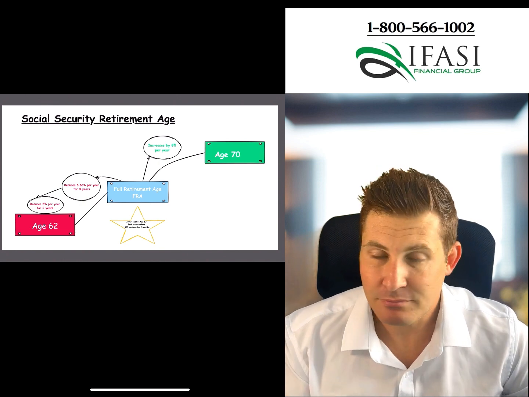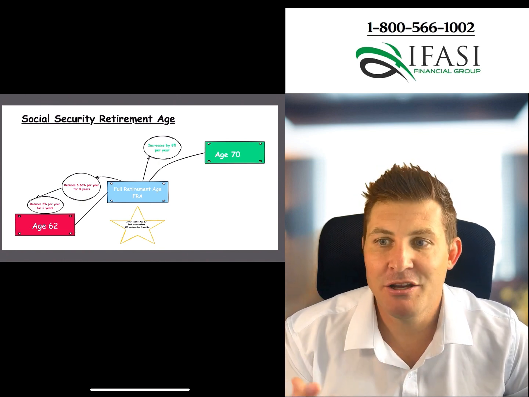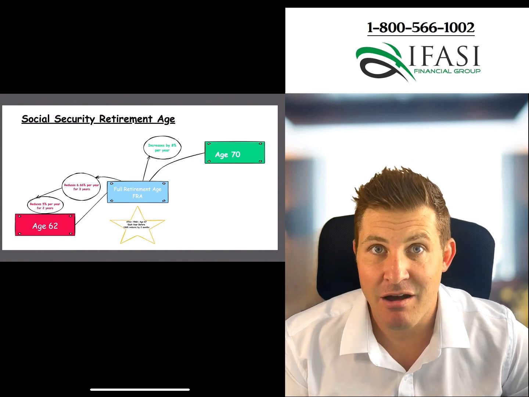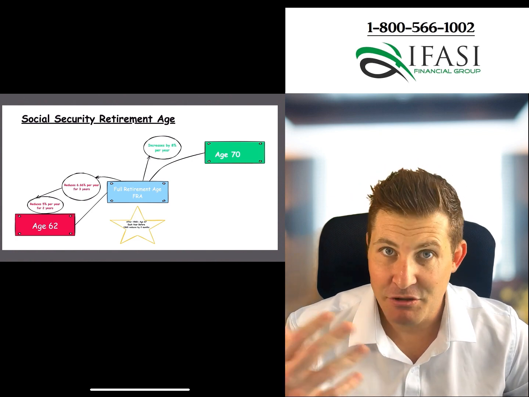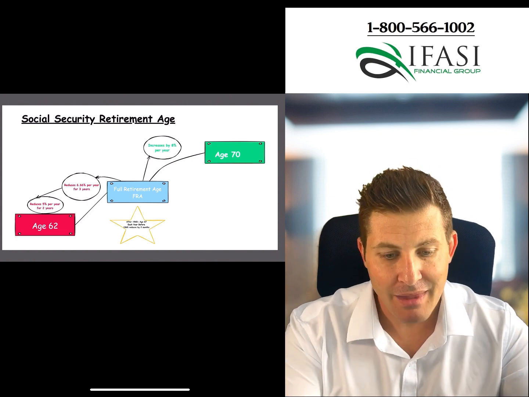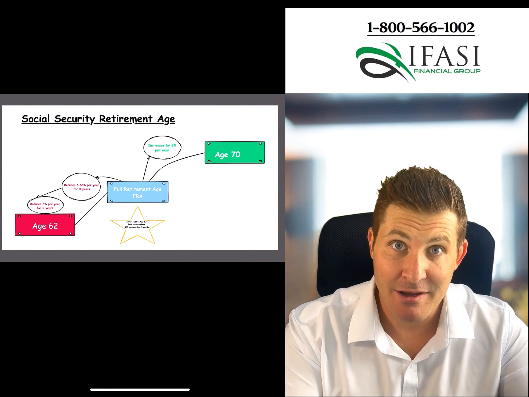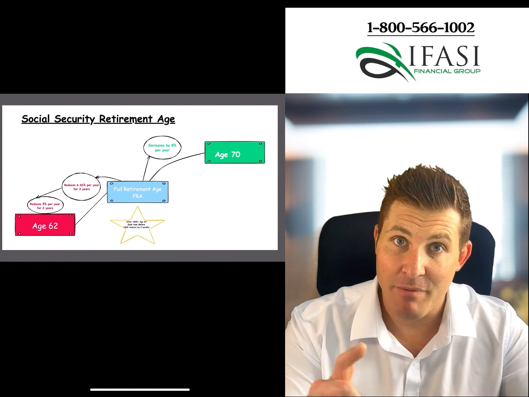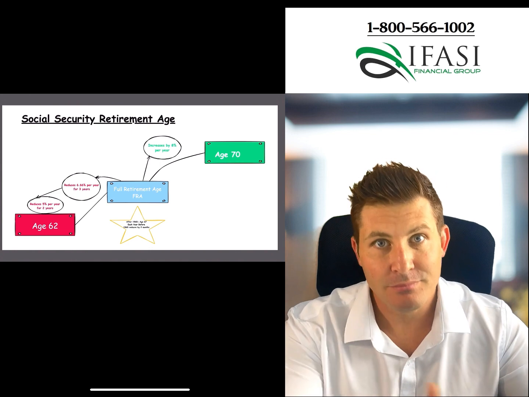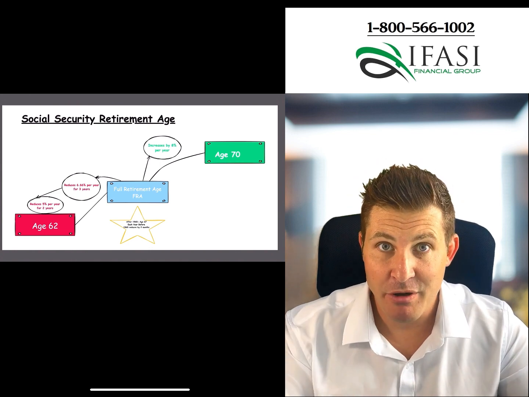So once again, you could just follow along, go to your SSA.gov, create your account, or look at your statements if you get in the mail, and make sure that all that paperwork is correct and all those different matching quarters that you've worked matches up correctly to your primary insurance amount and your full retirement age.